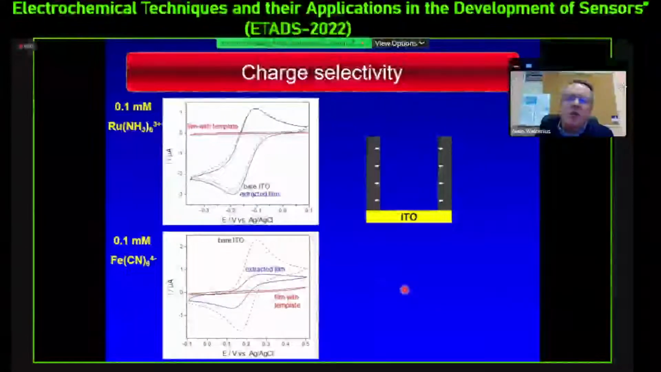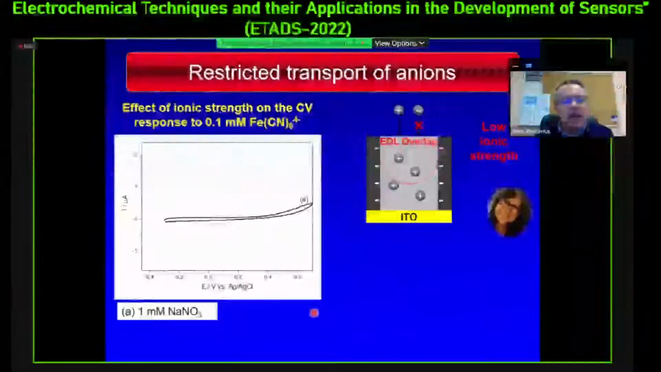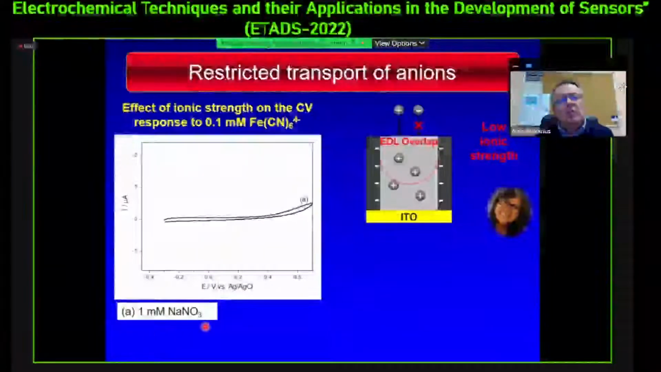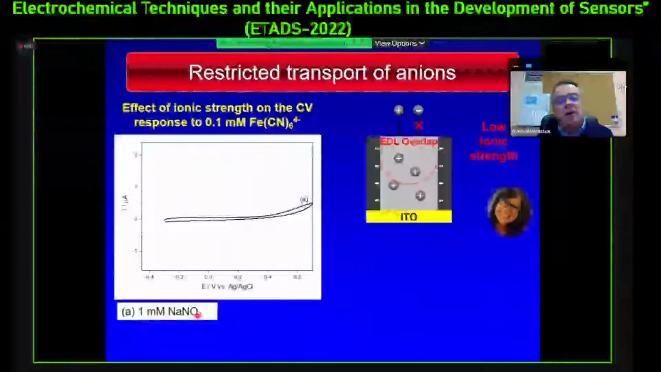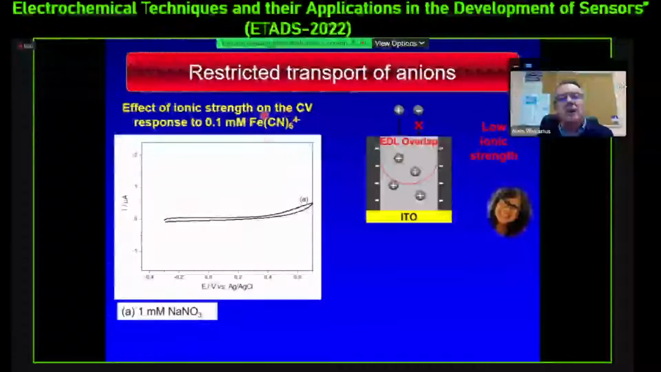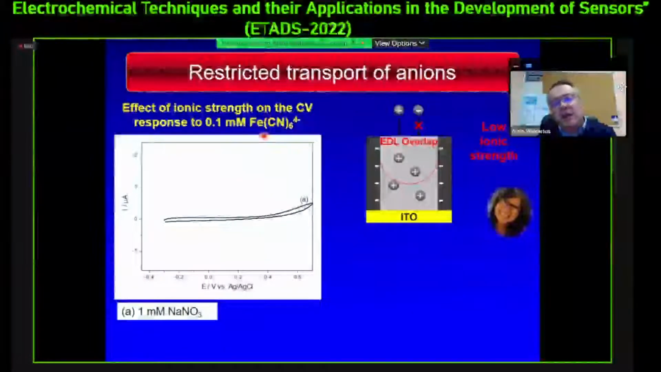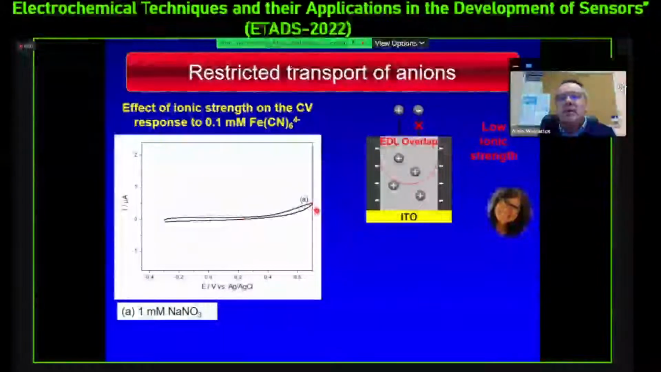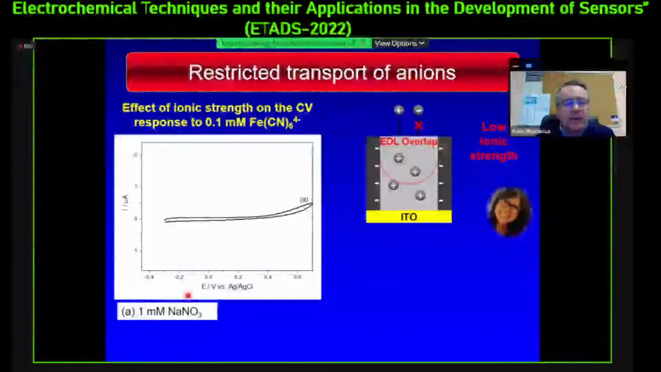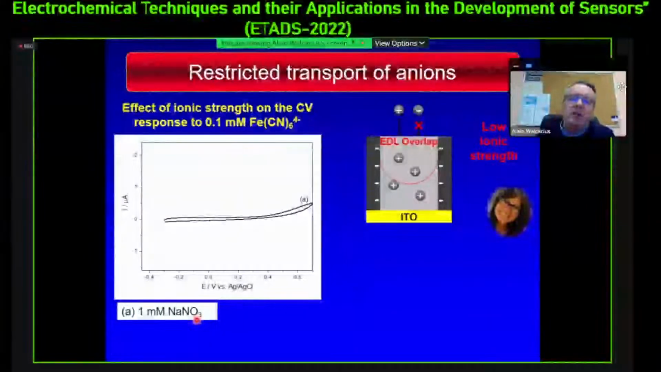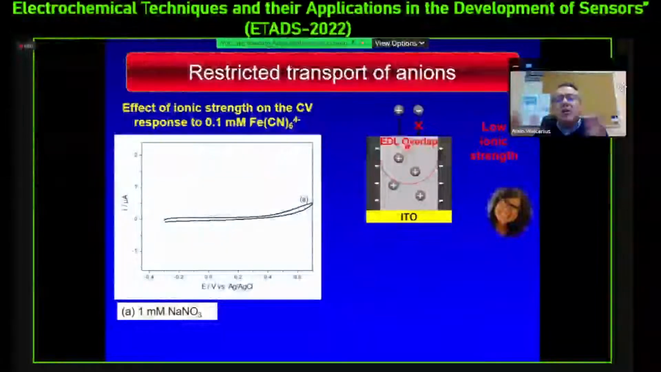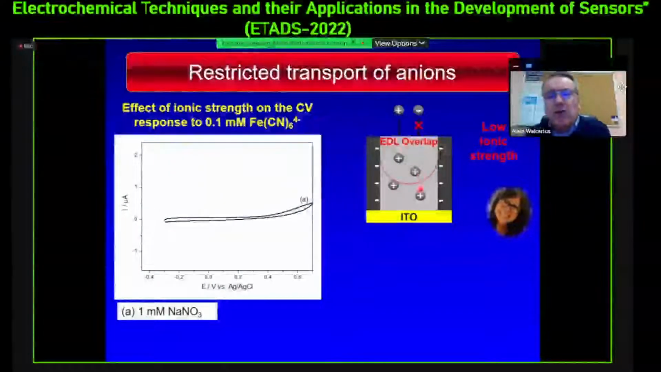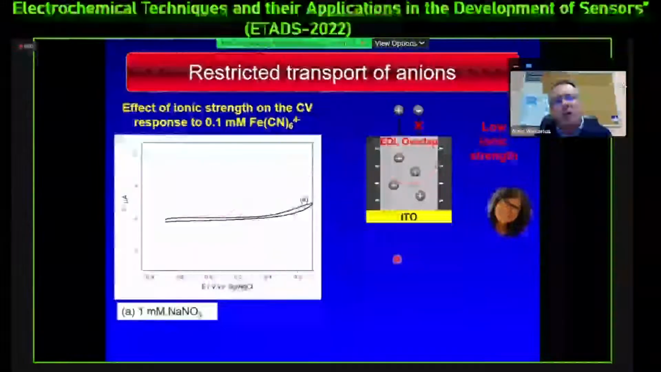And this effect is even worse when working in a low concentration of supporting electrolyte, 1 millimolar sodium nitrate here, for the response of ferrocyanide, which has almost disappeared. And this is due to the fact that in such a dilute electrolyte solution, the electrical double layer is much larger than the pore diameters, and so it impedes the anions from crossing this film.